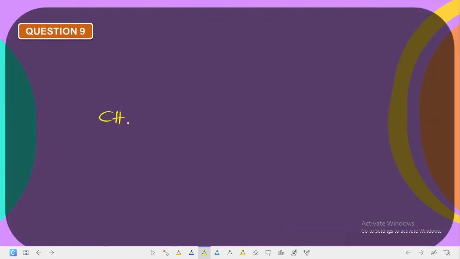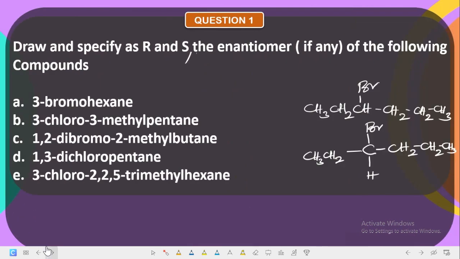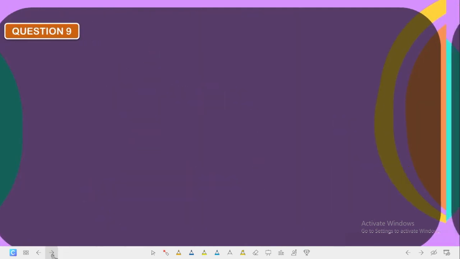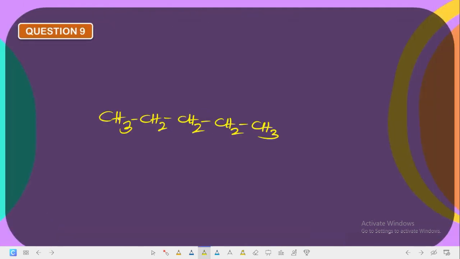Pentane is what? CH3, CH2, CH2, CH2, CH3. Is that not so? Now the question says 3-chloro-3-methyl pentane. So we come to 1, 2, 3. At position number 3, what do we have there? Chloro. So we put the chloro here. At this same position, what do you have here? Methyl. Are you hearing it?